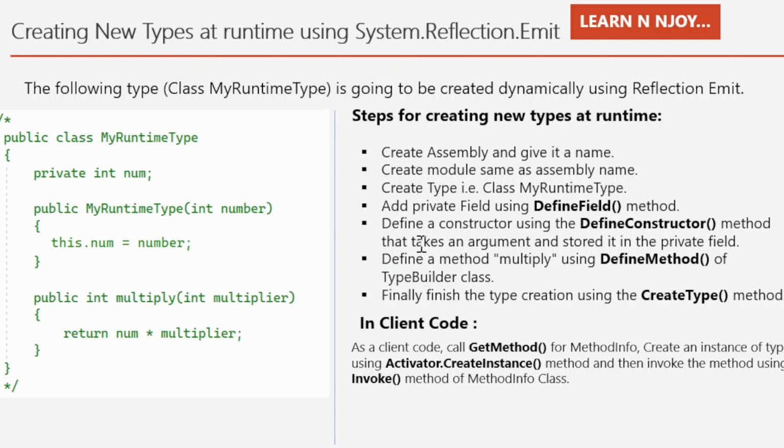So once the type is created, in client code we need to call GetMethod for the method info, so that once we get the method information, we can create an instance using the Activator.CreateInstance method, and then invoke the method using the Invoke method of the MethodInfo class, right? So we can see all those things in Visual Studio. Let's switch to Visual Studio and see it in action.